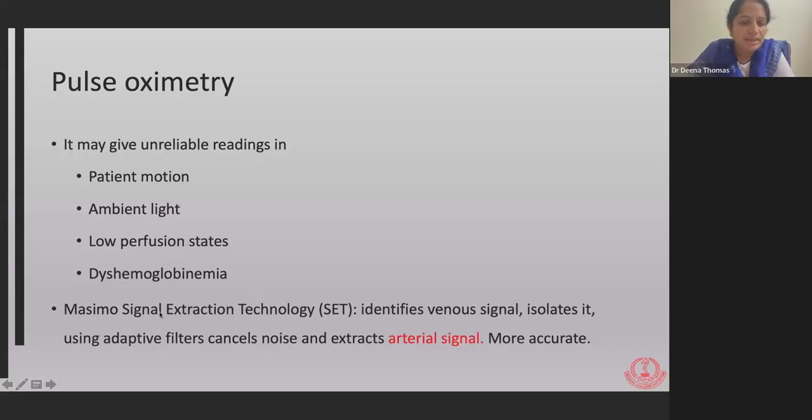Now the Masimo Signal Extraction Technology, the SET technology in the Masimo machine. We should understand that the pulsatile signal is not only arterial; venous also has some pulsations. So it identifies the venous signal and isolates it. Using adaptive filters, it cancels the noise and extracts only the arterial signal. So it gives a more accurate reading, and it takes care of the motion artifact and the ambient light.